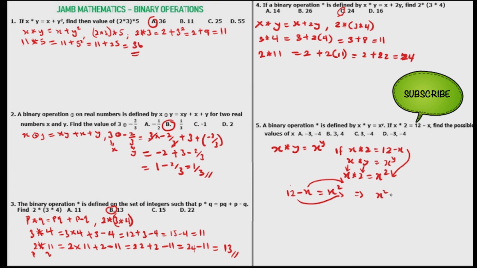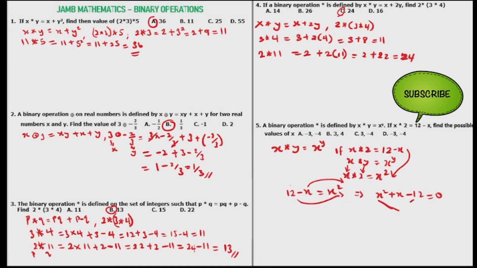x squared. Now, when that one crosses the bridge, it becomes plus x. And when 12 crosses the bridge, it becomes minus 12 equal to 0. Now this is a quadratic equation. Now you have to solve it quadratically.